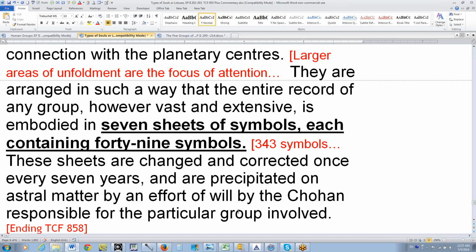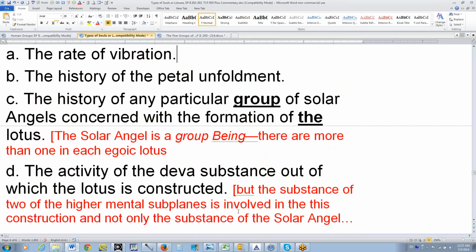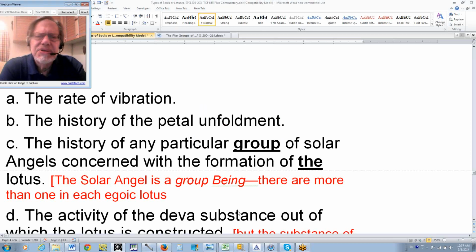Well, this is fascinating information, and it tells us about what lies beyond or behind the development of any egoic lotus. There's a tremendous science being exercised here and a type of knowledge far beyond our ken, and it is detailed knowledge. Let's just say that our development is known. Nothing is left to chance.